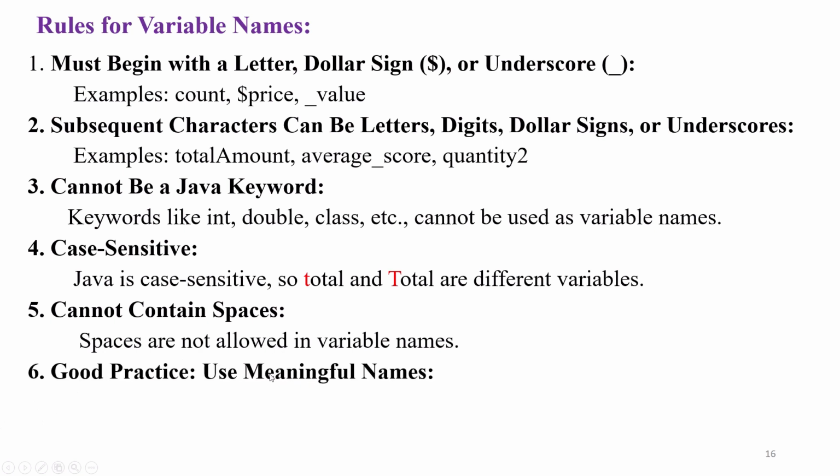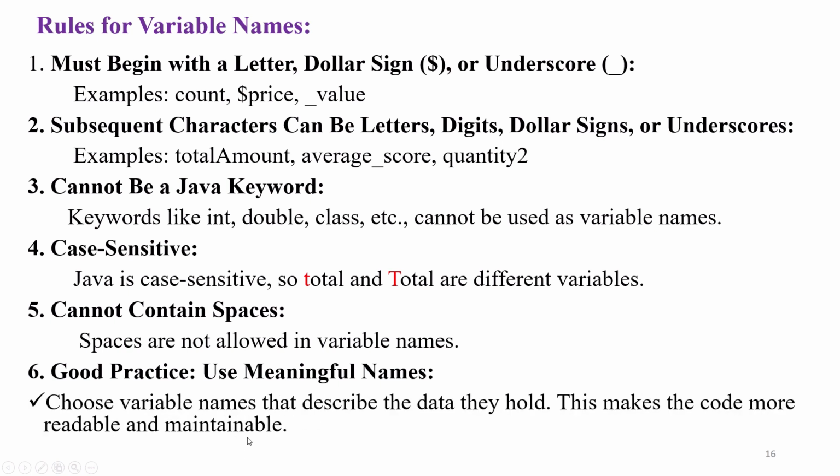Rule 6, use meaningful names. Actually, this is not a strict rule, but it is a good practice as a programmer. It is better to give a name that reflects the data they hold. For example, if you want to declare a variable that holds the age of a person, it is better to name the variable age rather than naming it a or x or y or something. Clear? Good.